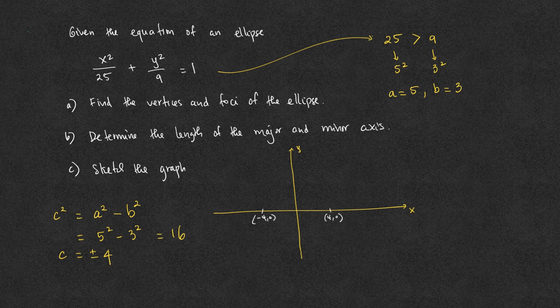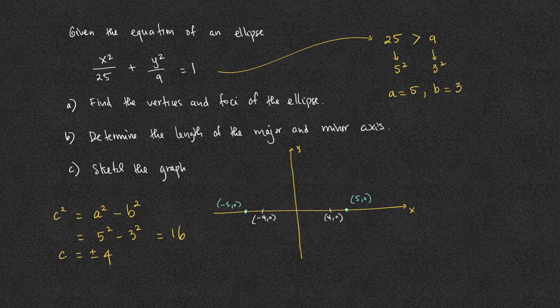We also see that if we let y equals 0, then x squared over 25 equals 1, so x squared equals 25, so x equals plus or minus 5. These are the vertices. They are also the x-intercepts. And so this is negative 5, 0 and positive 5, 0. Again, these are the vertices of the ellipse.